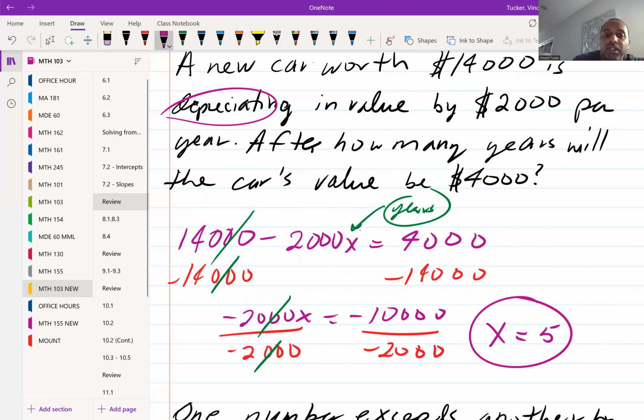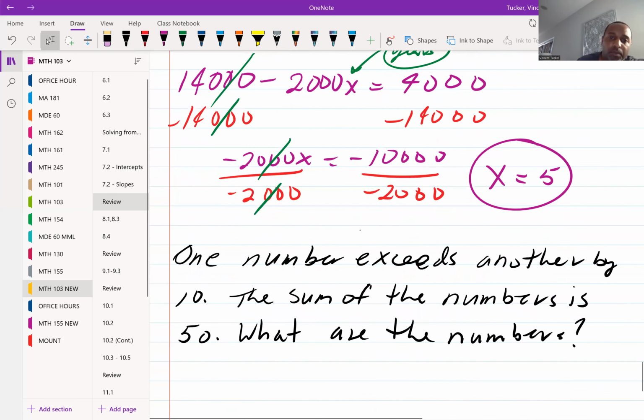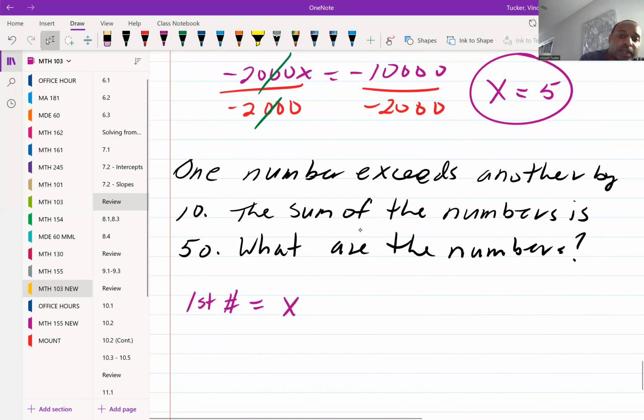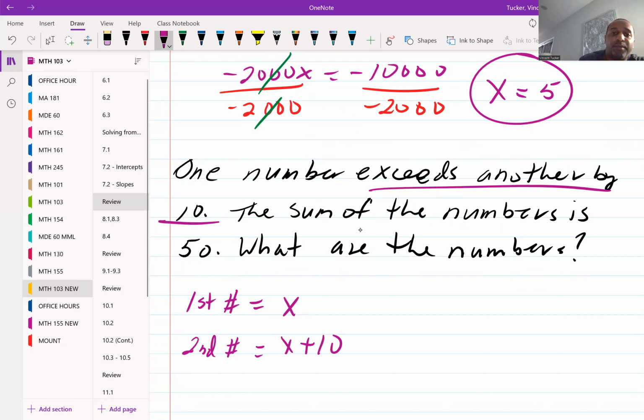Now the next one: one number exceeds another by 10. The sum of the numbers is 50. What are the numbers? So notice we have two numbers going on here. And so let's say we call the first number x. And then we have a second number, and we can call that x plus 10 because it exceeds that number by 10.